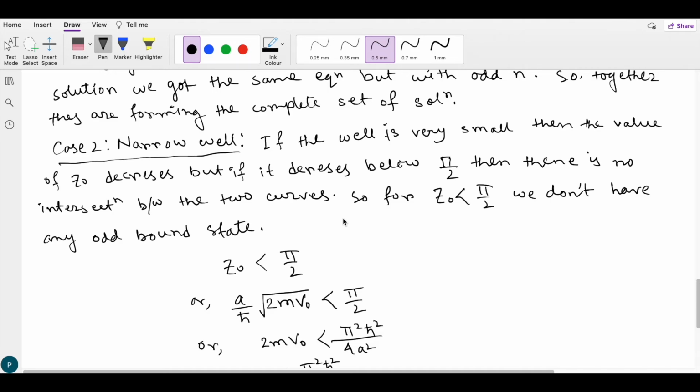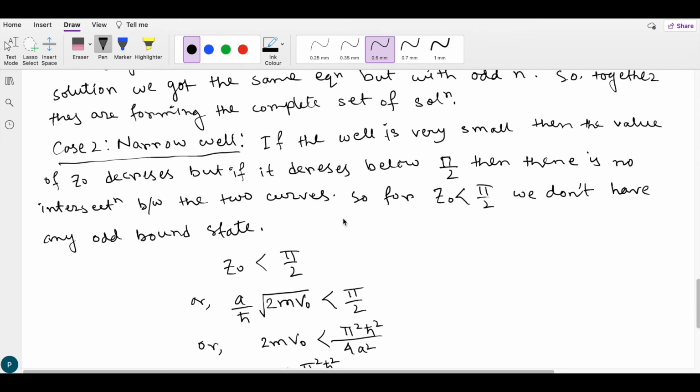But remember from the previous lecture that even though we decreased the value of z naught below pi by 2, we had an intersection point. So no matter how weak the value of z naught is, you always get an intersection in the case of even solutions. So you always get an even bound state no matter how weak z naught is.